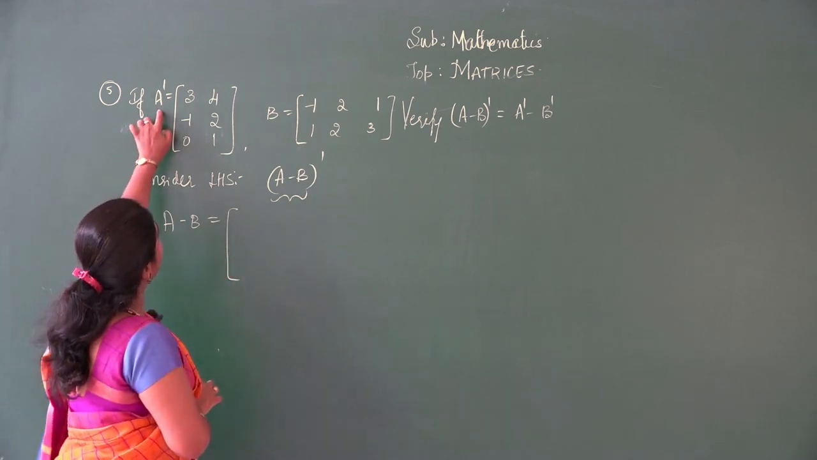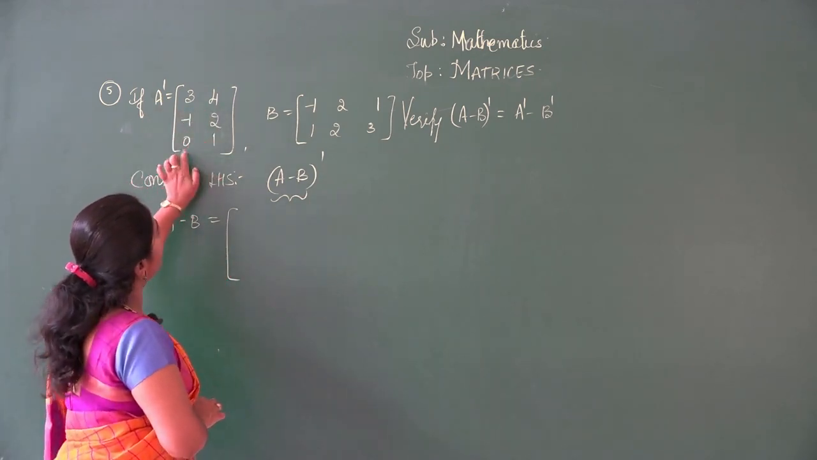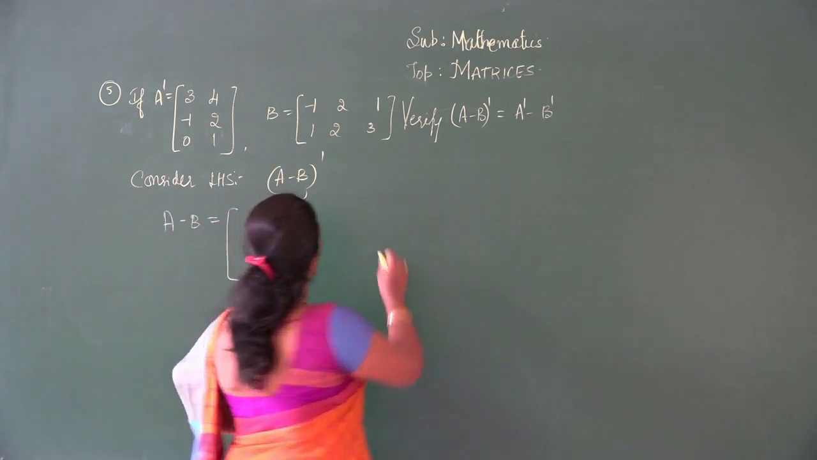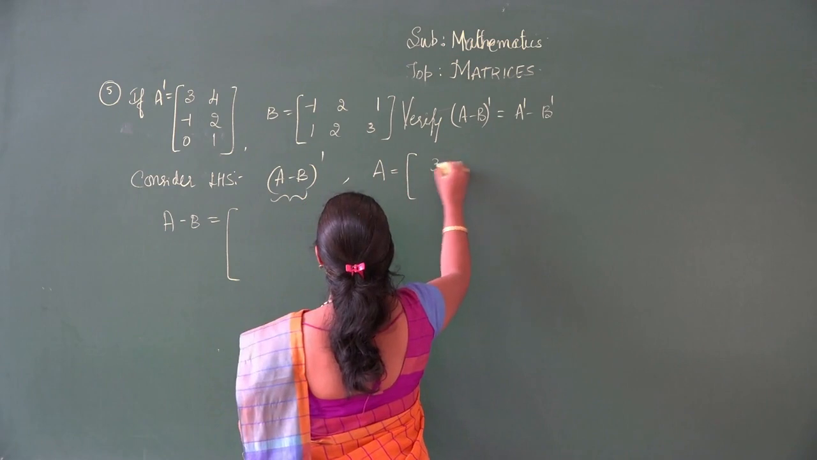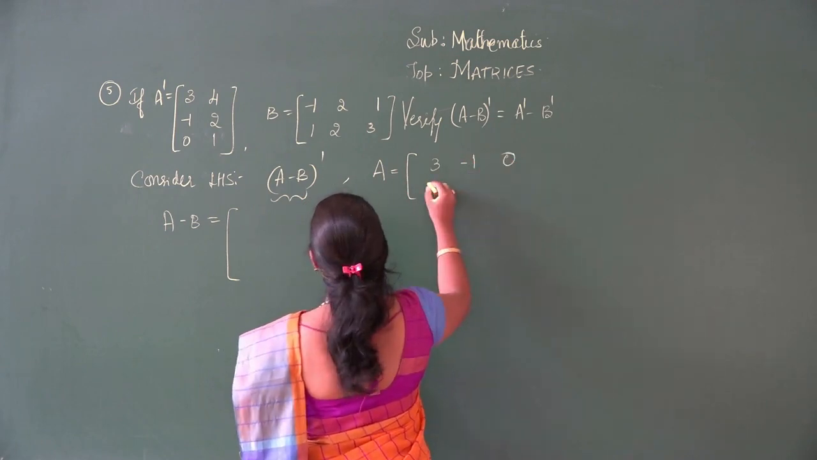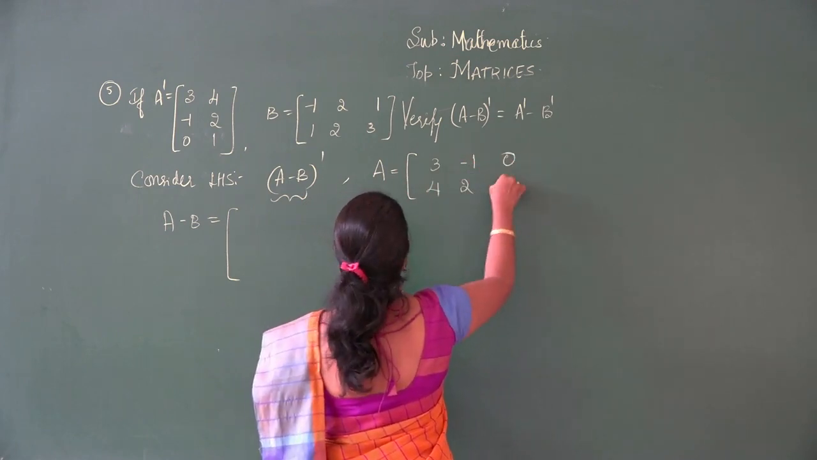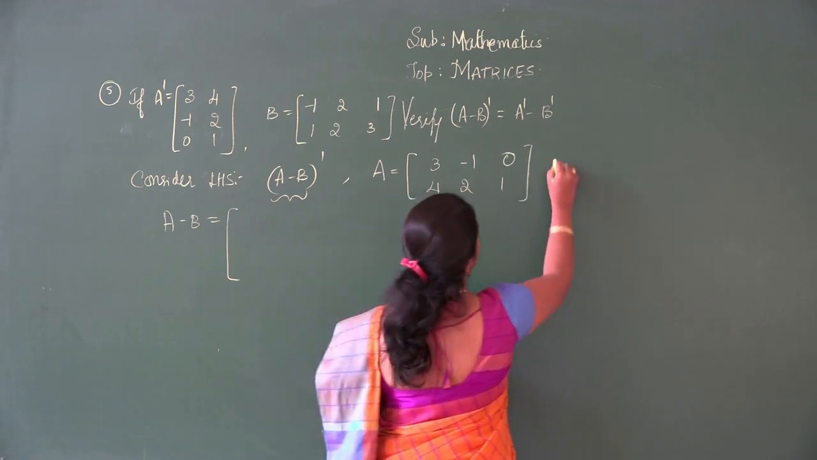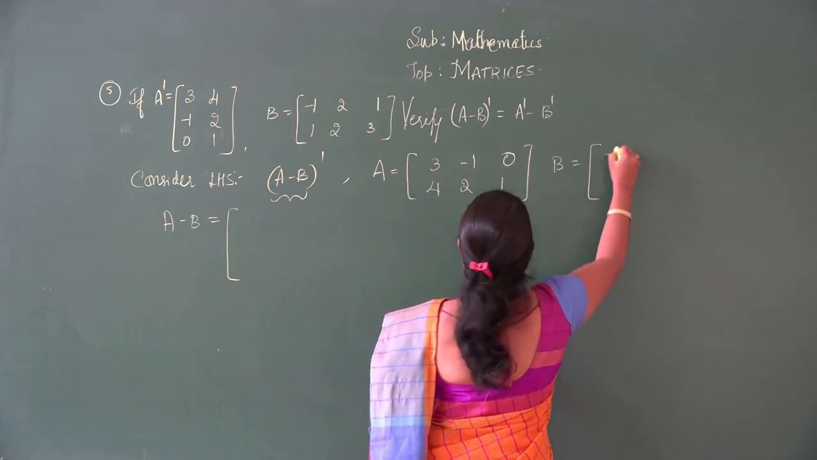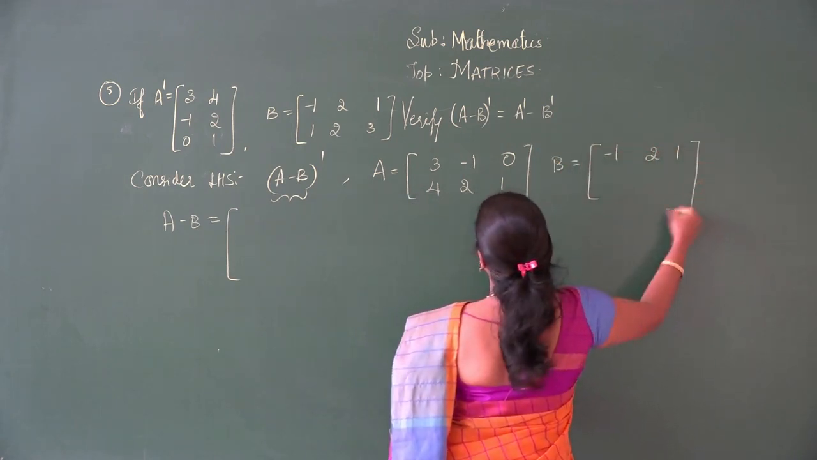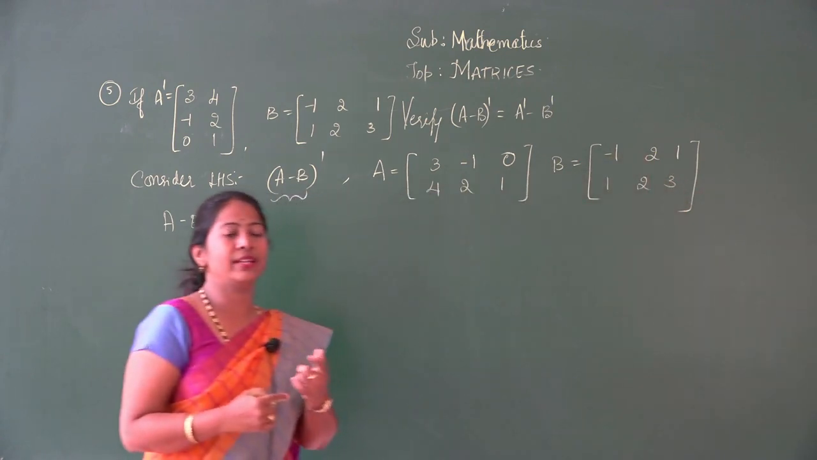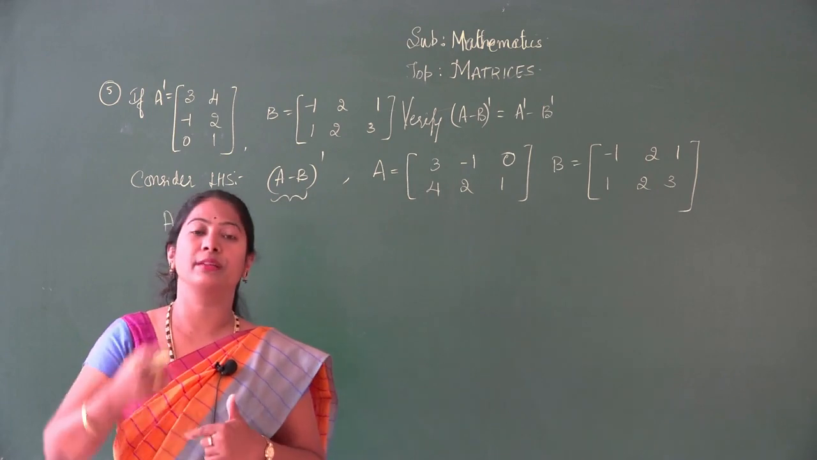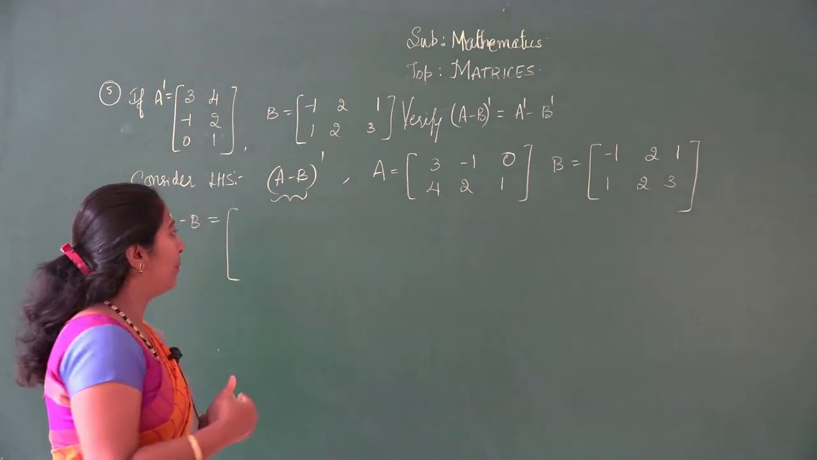What is A dash? 3, 4, minus 1, 2, 0 and 1. Therefore, what will be matrix A now? Rows are interchanged into columns. 3, minus 1, 0, 4, 2 and 1. This is matrix A. What is matrix B? Minus 1, 2, 1, 1, 2 and 3. In the given question, it is A dash. So, we are going to convert it into matrix A.